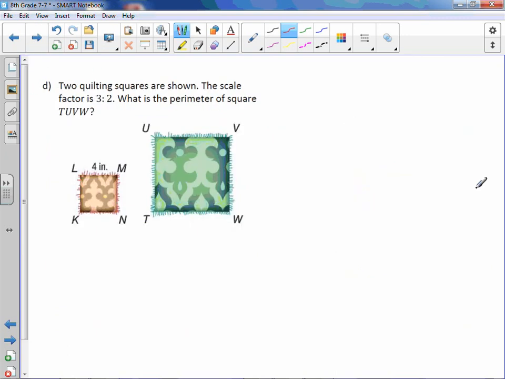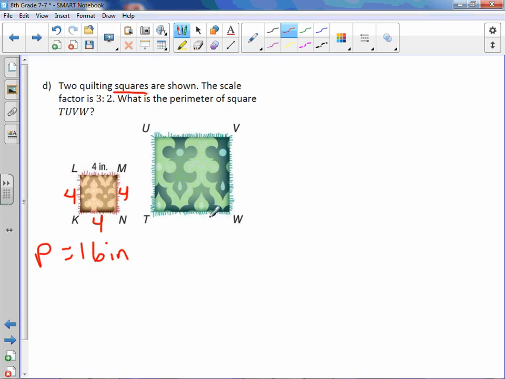Letter D. 2 quilting squares are shown. The scale factor is 3:2, so it actually gives us the scale factor this time, so we don't have to figure that out. Find what is the perimeter of square TUVW. Well, we first need to know this perimeter. It's a square, so each side length is 4, which means the perimeter, by adding all the sides, is 16 inches.